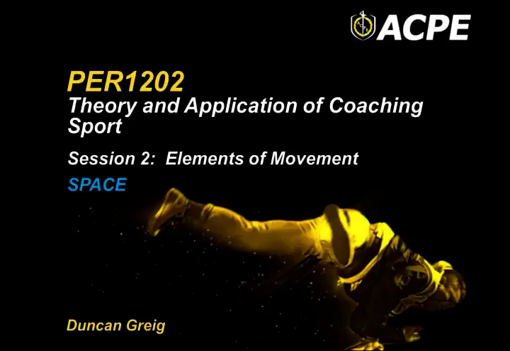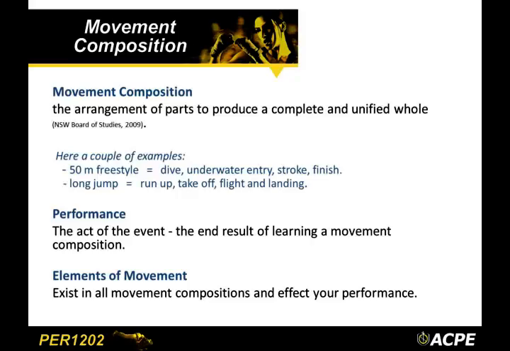So, the first of our elements that we're going to look at here in session 2 is space. So we have that movement composition, the arrangement of parts to produce a complete and unified whole. Examples of this: in freestyle, 50 meters, you have the dive into the water, underwater section, the stroke, and then the finish on the wall. Or long jump, you have the run up, the takeoff, the flight, and then the landing in the pit.